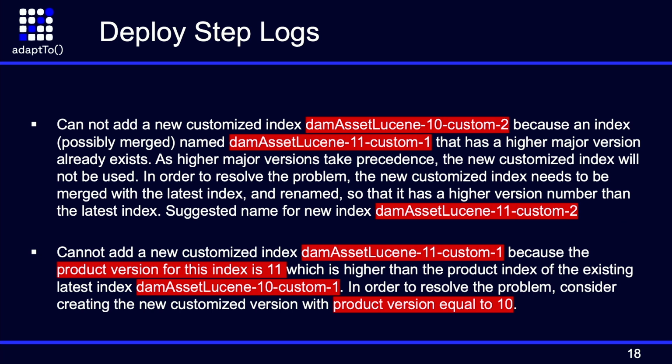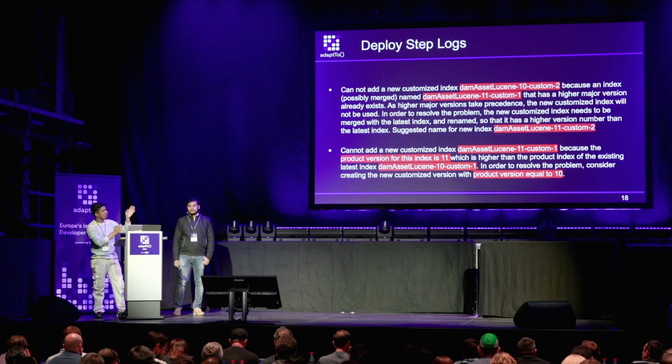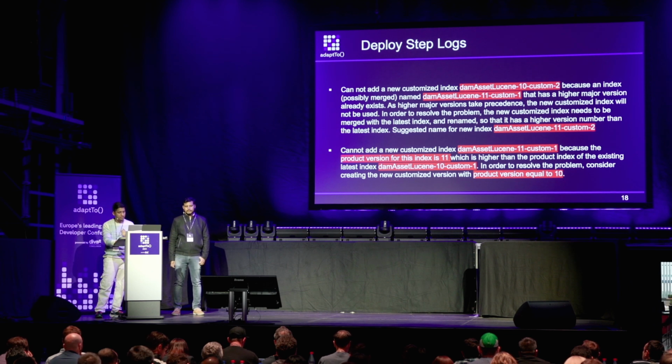In the second case, what's happening is completely opposite. There's an attempt to add a new custom index which has a product version that is actually higher than the one that is present in the system. Both of these things are restricted and would lead to failure of the indexing job and thus the deployment pipeline. So we need to ensure that whenever we're adding a new custom index, the versioning is correct, and we should be cognizant of the fact that whatever product version is present on the system, we need to stick to that while adding a new custom index as well.